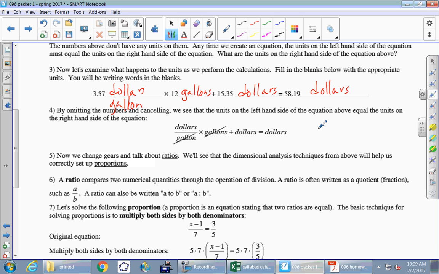And so what happens here? Well, I've got this multiplication, and I see gallons on the top, and I see gallons on the bottom, and what nice thing can we do? We can cancel them, right? Gallons disappear.